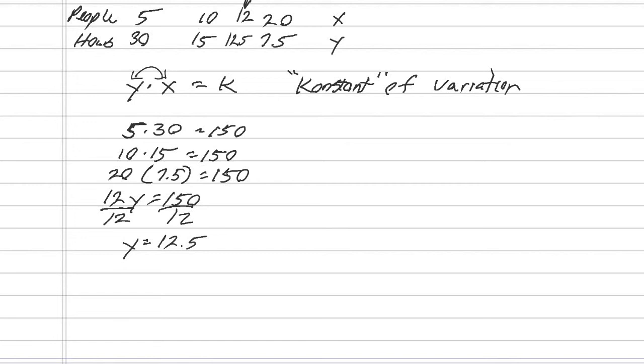One thing I do want to point out is this value here, the 150, that was my k value. So my constant of variation, and that's how these two items vary in ratio to each other, in proportion to each other, is 150. Now we're going to use that to solve other problems.